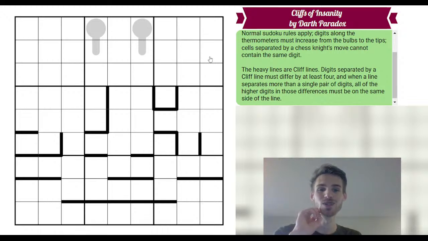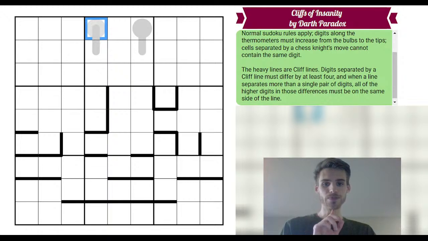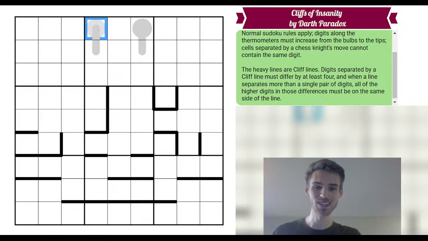Okay, so normal Sudoku rules apply. So there are actually 3x3 boxes, even though there are these weird lines in the grid. Digits along thermometers must increase from the bulb to the tip. So if I put a 3 here, I have to put something higher. It could be a 5 or a 4 or anything above that. Cells separated by a chess knight's move cannot contain the same digit. I was not aware that it was a knight's move puzzle, but it's fine. It's fine to be a knight's move puzzle. But anyways, this is the one that interested me.